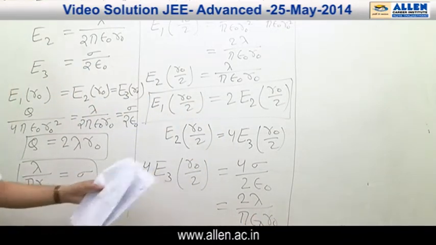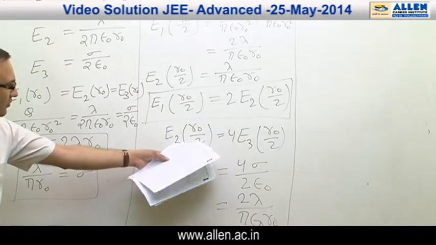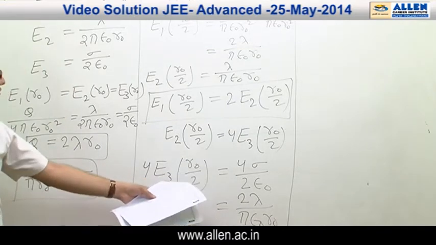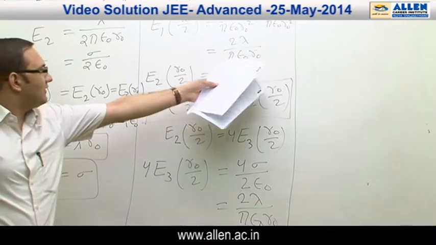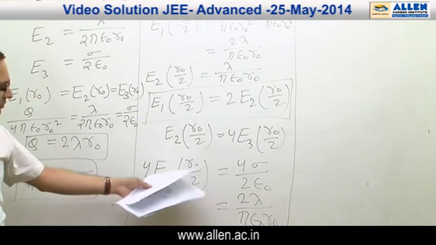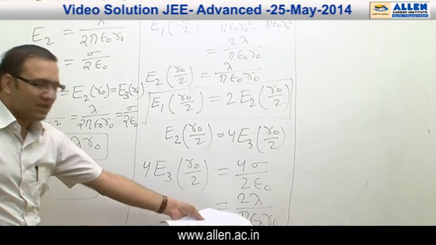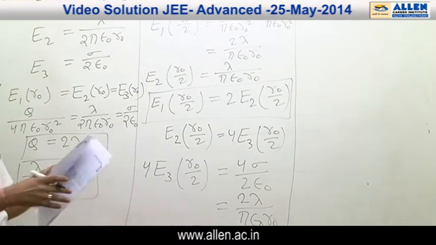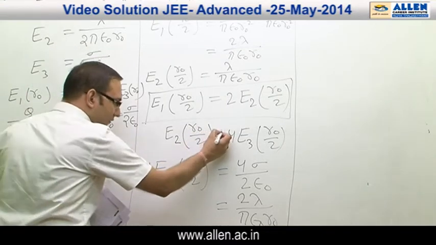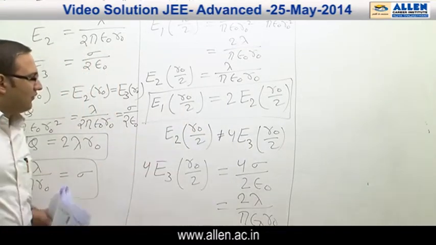And we can say E2(R naught by 2) is not equal to 4 E3(R naught by 2). As we know, E2(R naught by 2) is lambda upon pi epsilon naught R naught, and 4 E3(R naught by 2) is 2 lambda upon pi epsilon naught R naught. So option D is incorrect. And so we can say E2(R naught by 2) is not equal to 4 times E3(R naught by 2).